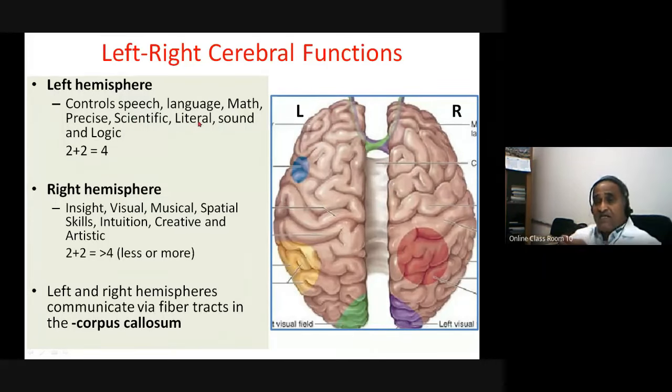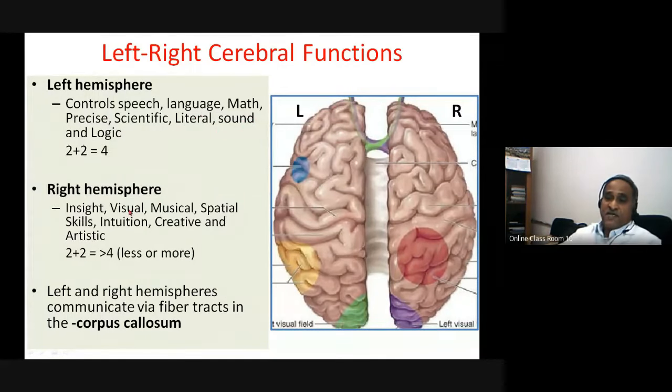And it is exactly similar. If I say particular words, they are taken in the particular word pattern only. Here it will receive the words as sound, not as musical notes. So that is the left hemisphere. The left hemisphere controls the speech, it controls the language, it has mathematical functions, it has precision, it is scientific, it is analytical, it is literal, and it recognizes the sounds.